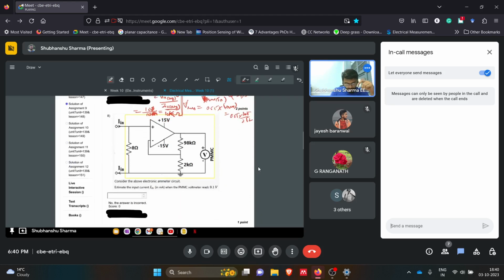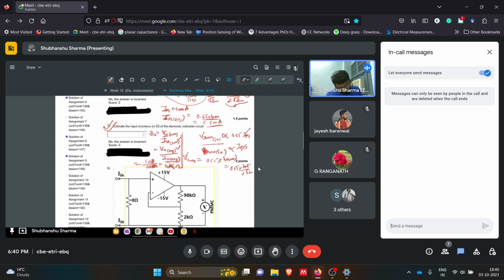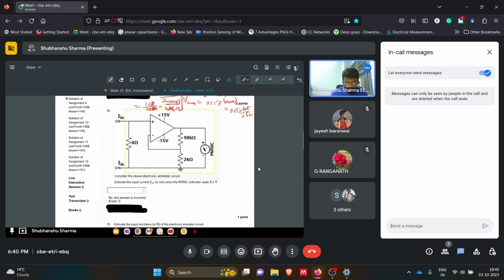Now the next question: consider the above electronic ammeter circuit. Again, this yellow box is the electronic ammeter circuit, and we have to estimate the input current I in when the PMC voltmeter reads 9.1 volts. So this is reading 9.1 volts. If it is a PMC instrument, that means this is the average value. And what is this voltage? This voltage across this branch. And we need to calculate the I input, that is I in this one.